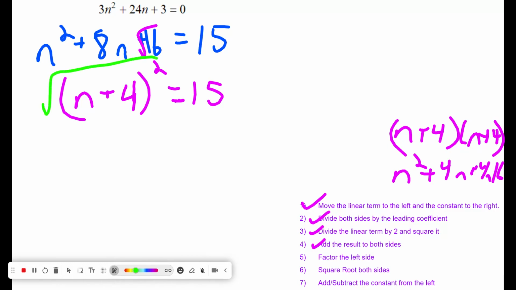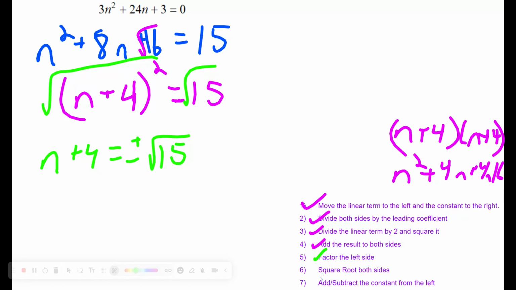I'm going to take the square root of both sides. That leaves me with n plus 4 equals the square root of 15. If we put that into our calculator, we're going to get a decimal. We're going to leave it at root 15 for now, but we do need to remember the plus and minus symbol because a negative output is also possible.